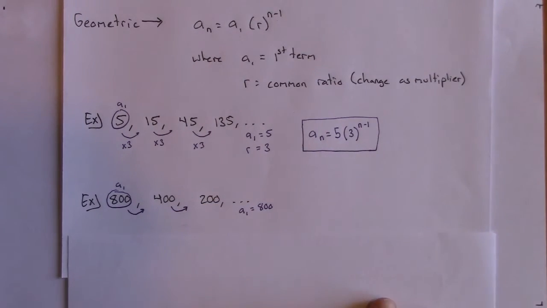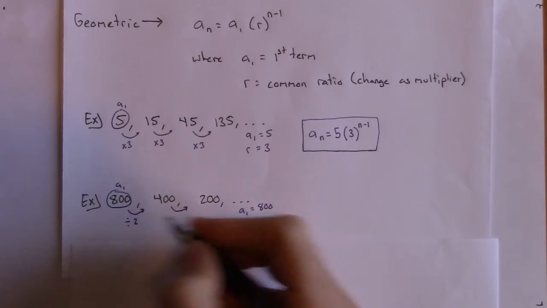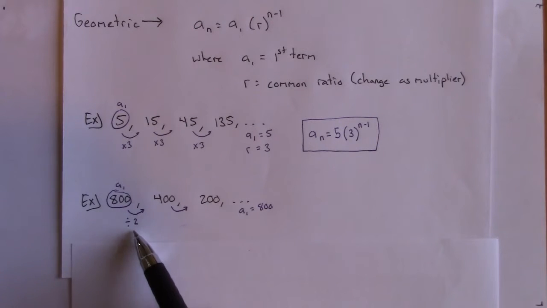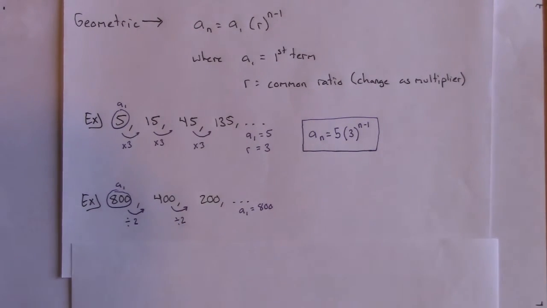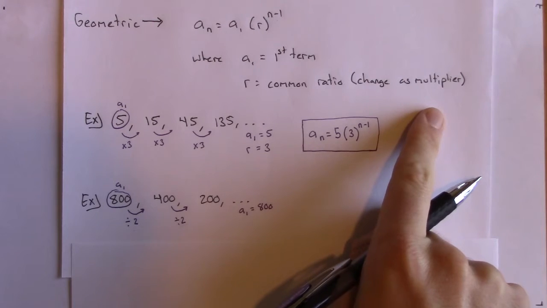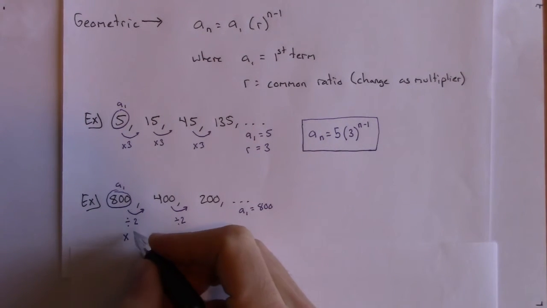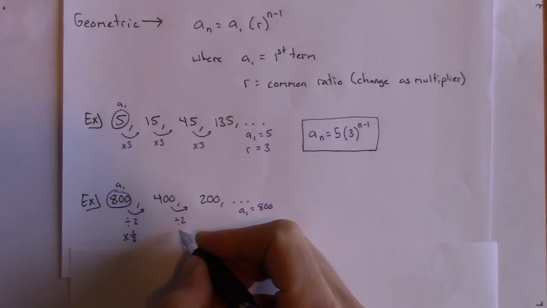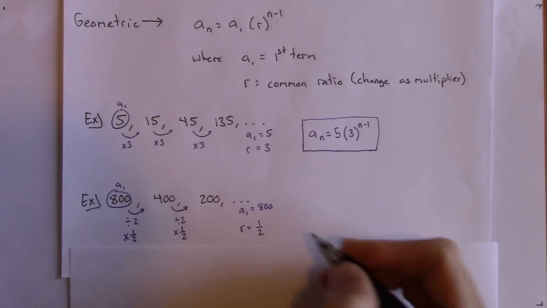And when you look at this, you might at first glance say, hey, I'm dividing by 2, which would be true. 800 divided by 2 is 400, 400 divided by 2 is 200, and so on. But remember what we mentioned about our formula. We want it as a multiplier. So rather than saying divide by 2, I'm going to say multiply by 1/2 and multiply by 1/2. So that means my R value right here is going to be a 1/2.